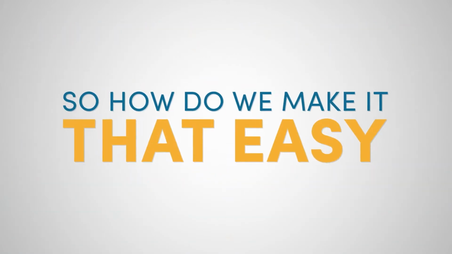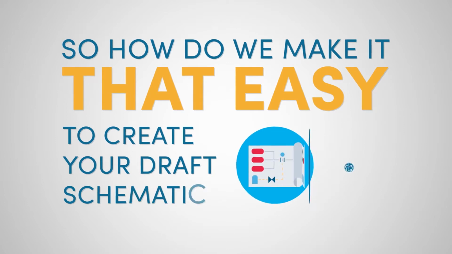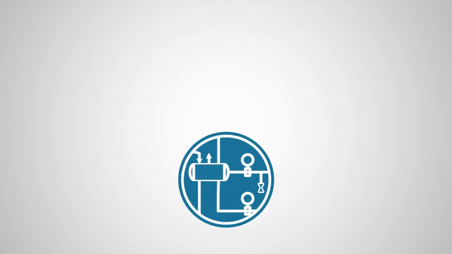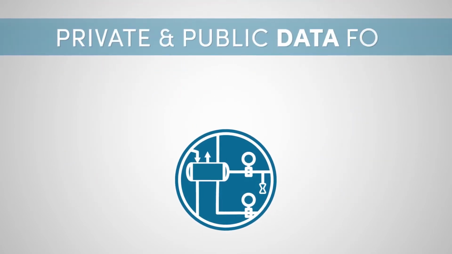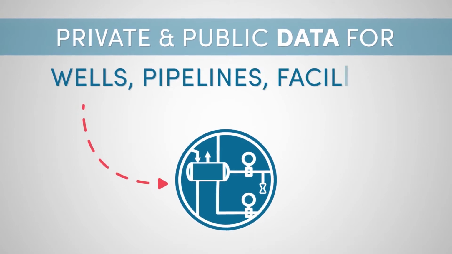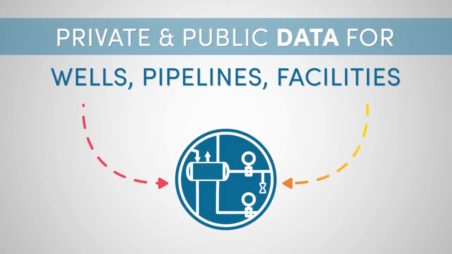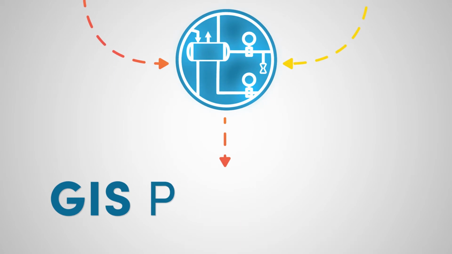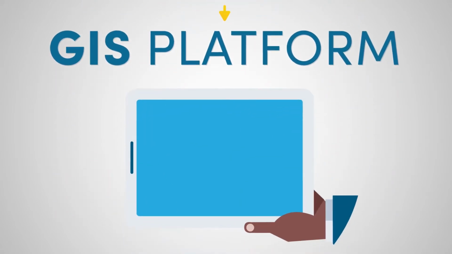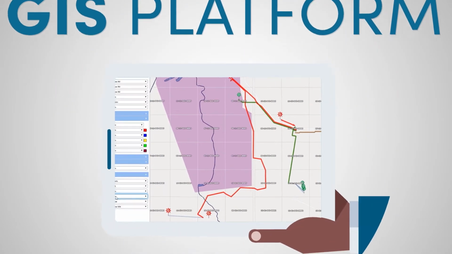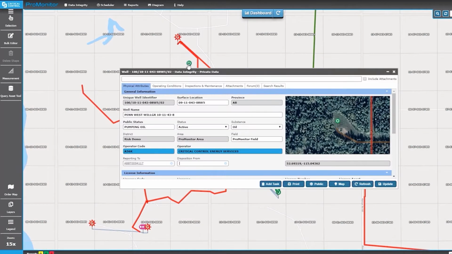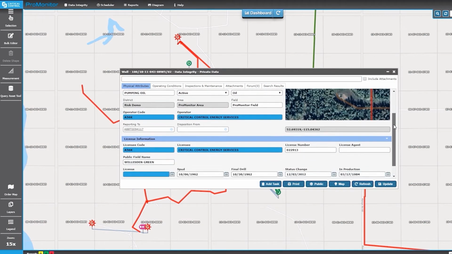So how do we make it that easy to create your draft schematic? To start, we load all the private and public data for wells, pipelines, and facilities that you either operate or license into the ProMonitor GIS platform, allowing you to visualize all your assets on a Google map. ProMonitor receives constant public data updates and refreshes the dataset every 2 weeks.